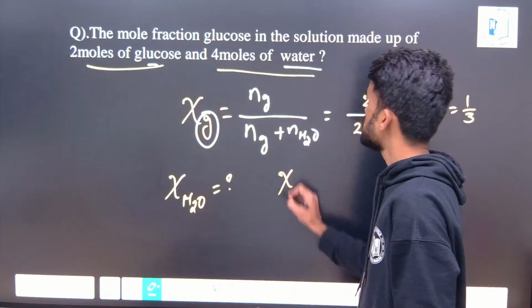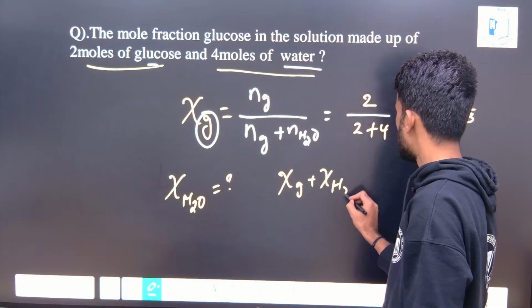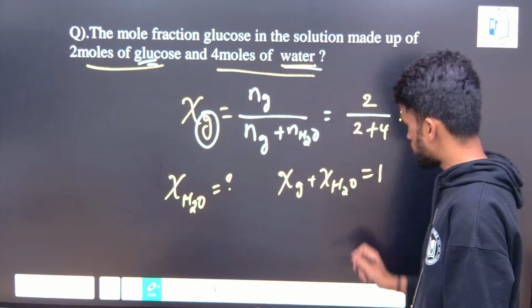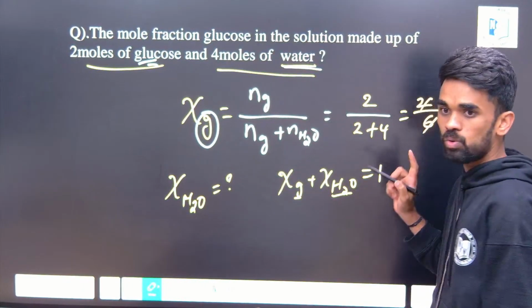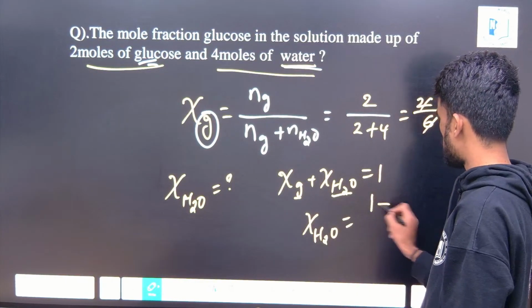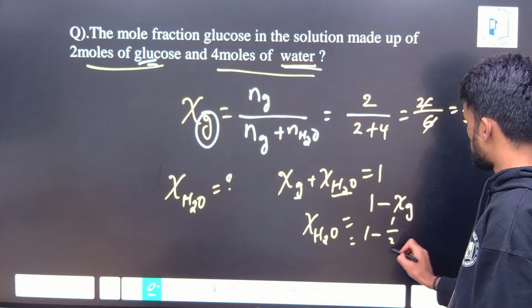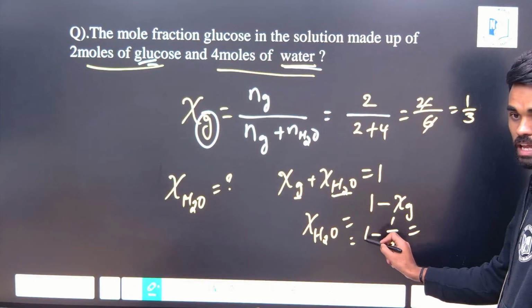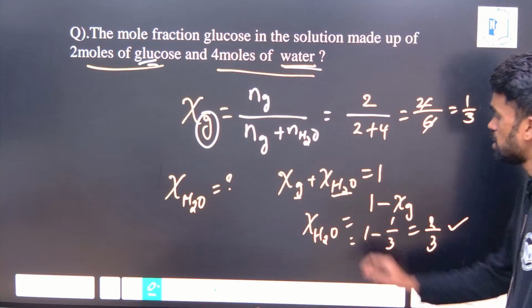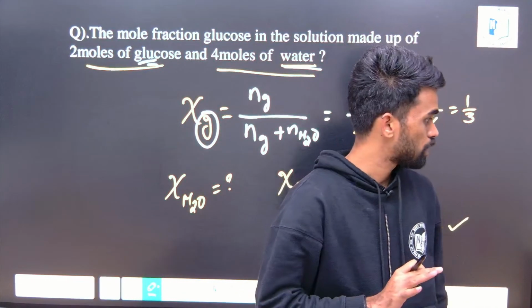This solution is made up of glucose and water, no? So the mole fraction of glucose plus the mole fraction of water will be equal to 1. The solution is made up of these 2 components only, so the sum of the mole fractions of the components will be equal to 1. Now I want the mole fraction of water, that is nothing but 1 minus the mole fraction of glucose. So that is 1 minus 1 by 3, do the LCM, 3 minus 1, so 2 by 3 will be the mole fraction of water in this solution. Like this you can do. Very simple questions these are.